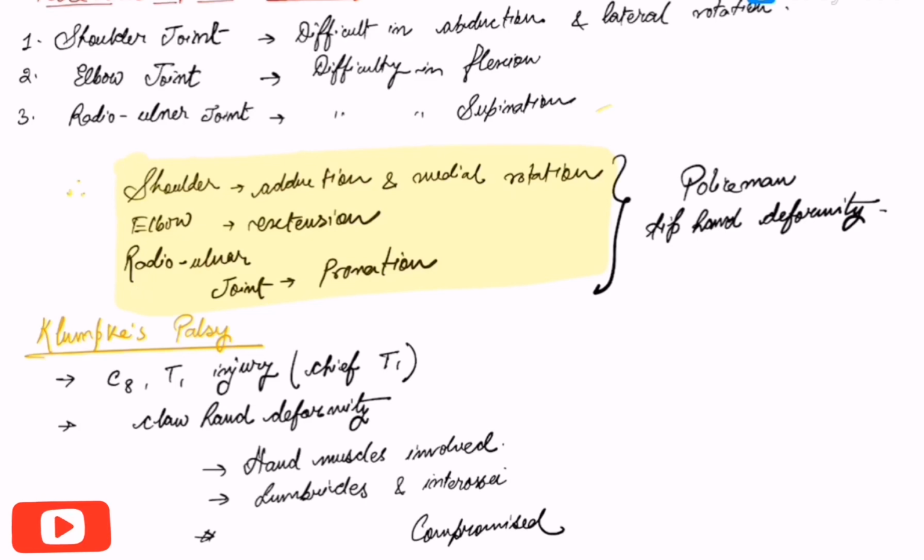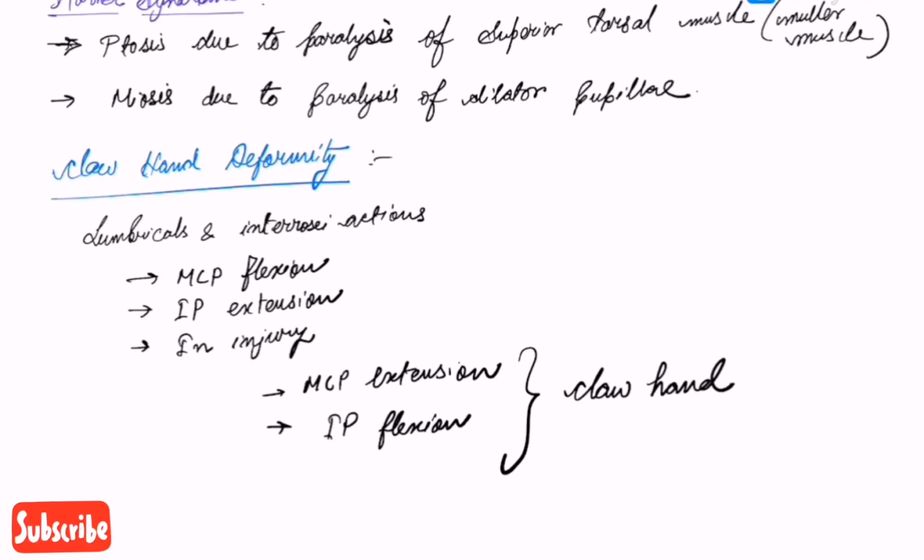Now coming to Klumpke's palsy, after Erb's palsy. It's a C8-T1 injury, giving rise to claw hand deformity and special injury to T1. The hand muscles involved, the lumbricals and interossei, are all compromised. Now Horner syndrome. What is Horner syndrome? Ptosis due to paralysis of the superior tarsal muscle, that is the Muller's muscle, and miosis due to paralysis of dilator pupillae.